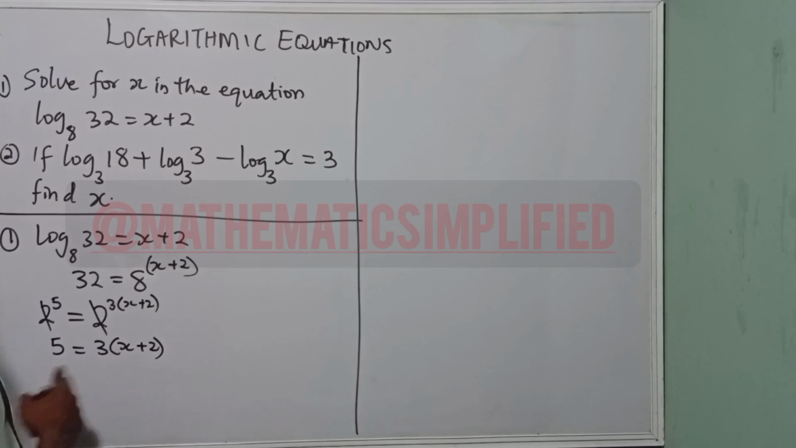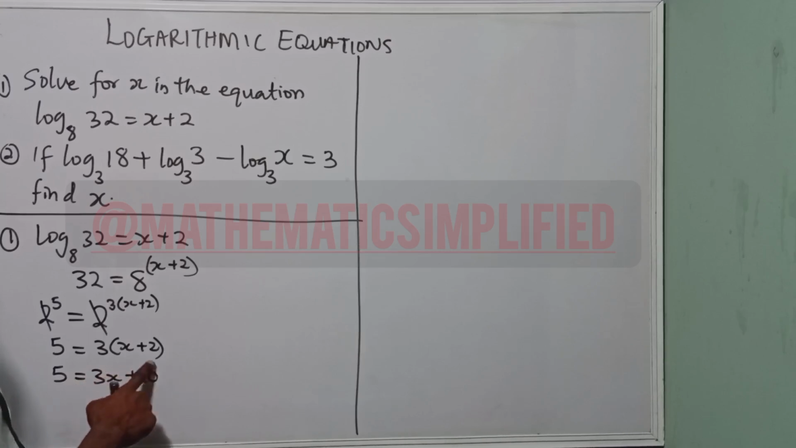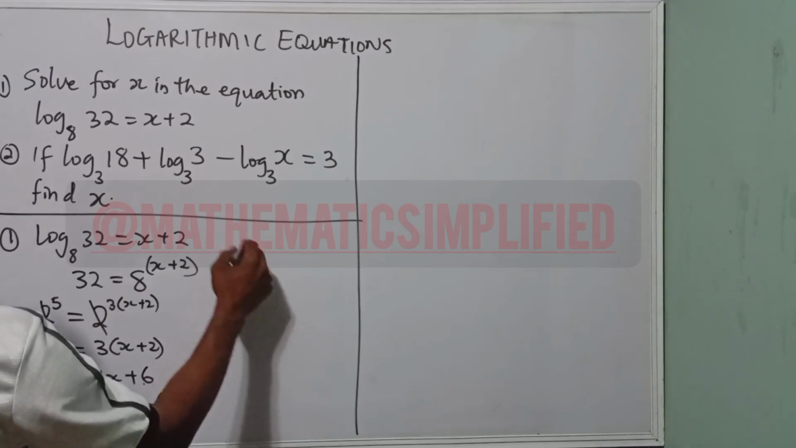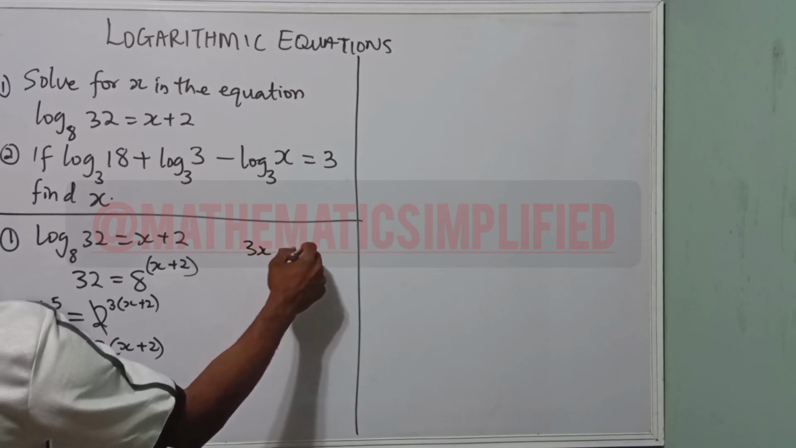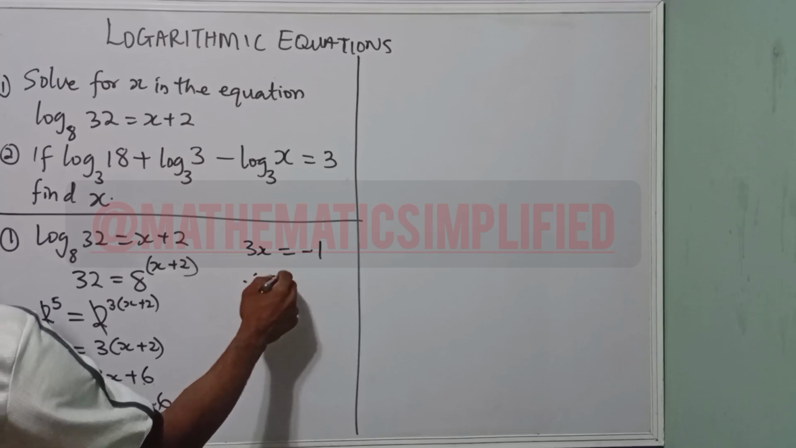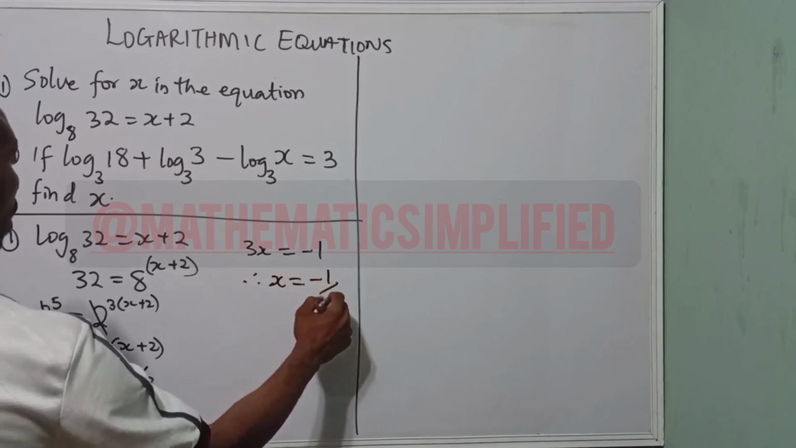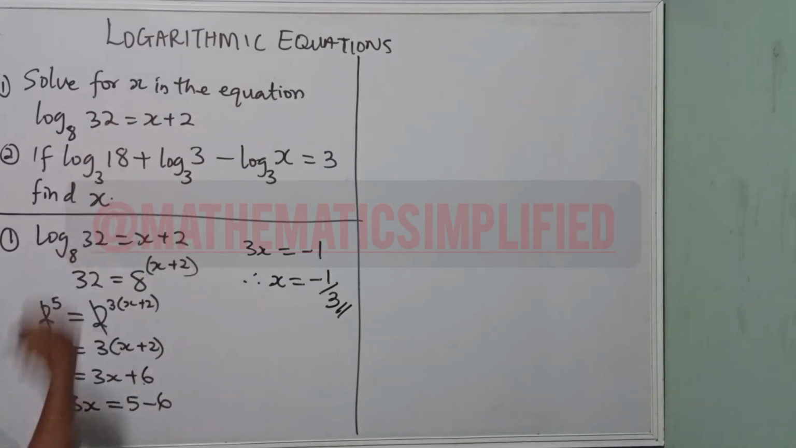3 times x plus 2. Now expanding this bracket, we have 5 equals 3x plus 6, 3 times 2, 6. Now collecting our like terms, we have 3x equals 5 minus 6. So 3x equals minus 1. Therefore, x equals minus 1 over 3. With this, we found the solution for x in our first equation.